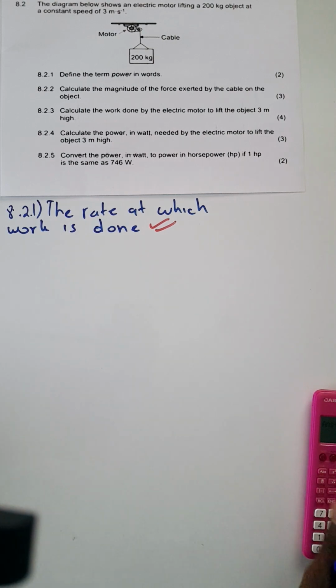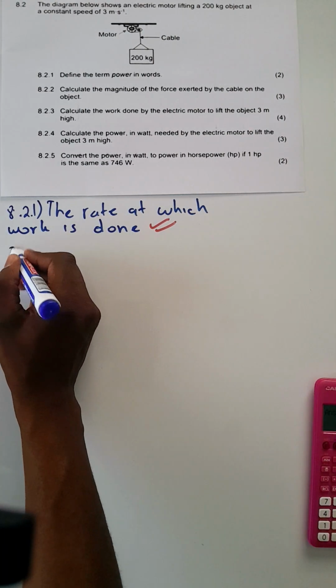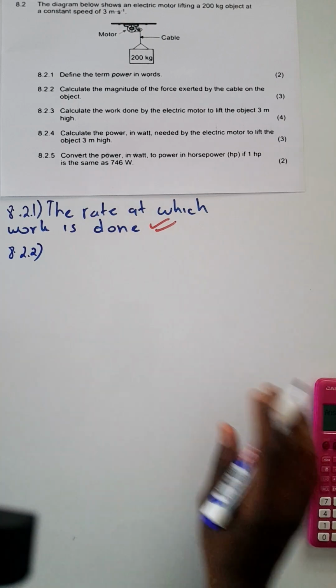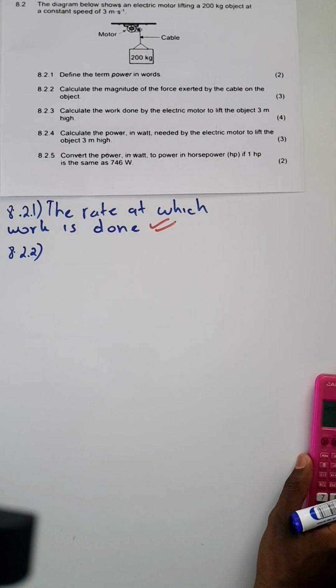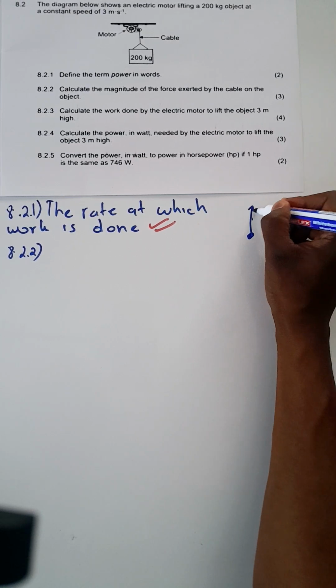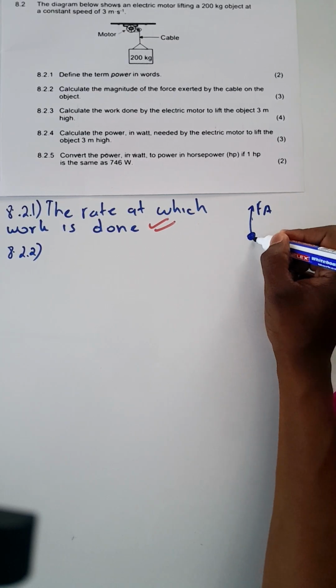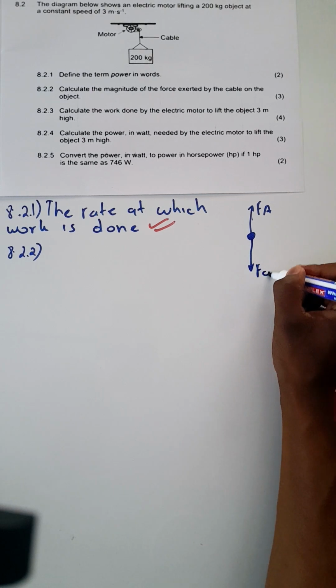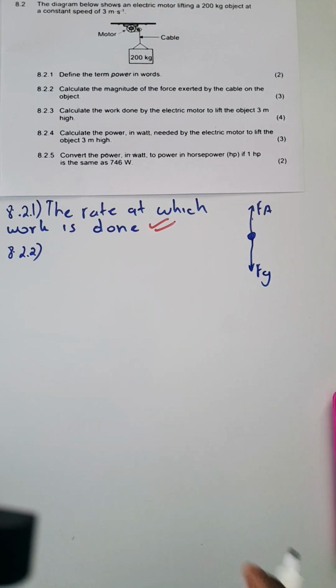Calculate the magnitude of the force exerted by the cable in order to lift an object of 200 kg at constant speed. If we draw a small free-body diagram for the object, we have the force applied by the cable upwards, as well as the gravitational force, the weight of the object. There are only two forces acting, and we were told that it moves at constant speed. Constant speed, constant velocity means that the forces are balanced. That's because for constant speed, there's no acceleration. For there to be no acceleration, the net force must be zero.